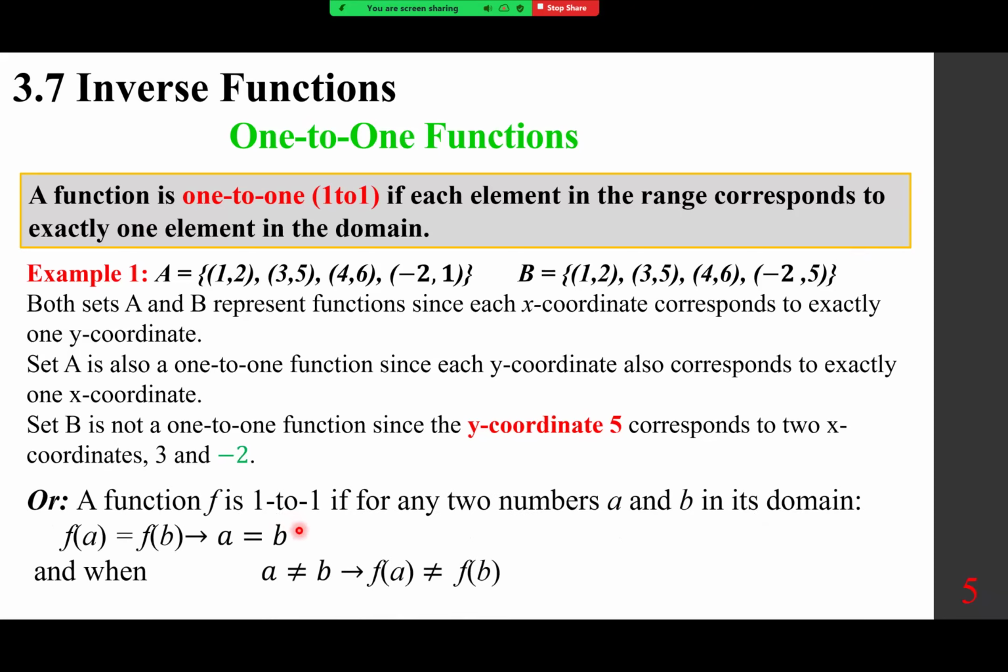A function f is one-to-one if for any two numbers a and b in its domain, f of a equals f of b results in a being b. And when a is not equal to b, f of a is not equal to f of b. So if you have the same y coordinates, you must have the same x coordinates. If the x coordinates are not the same, the y coordinates cannot be the same.